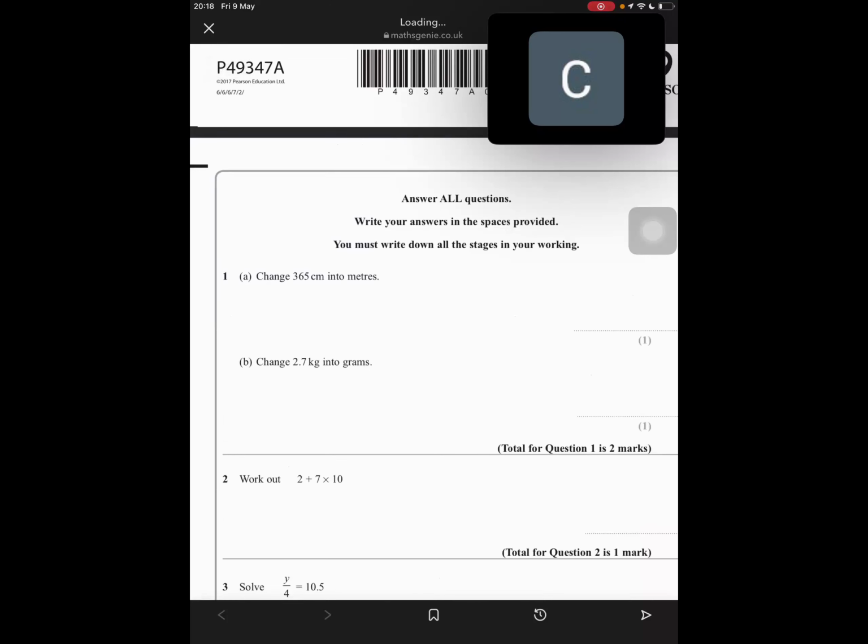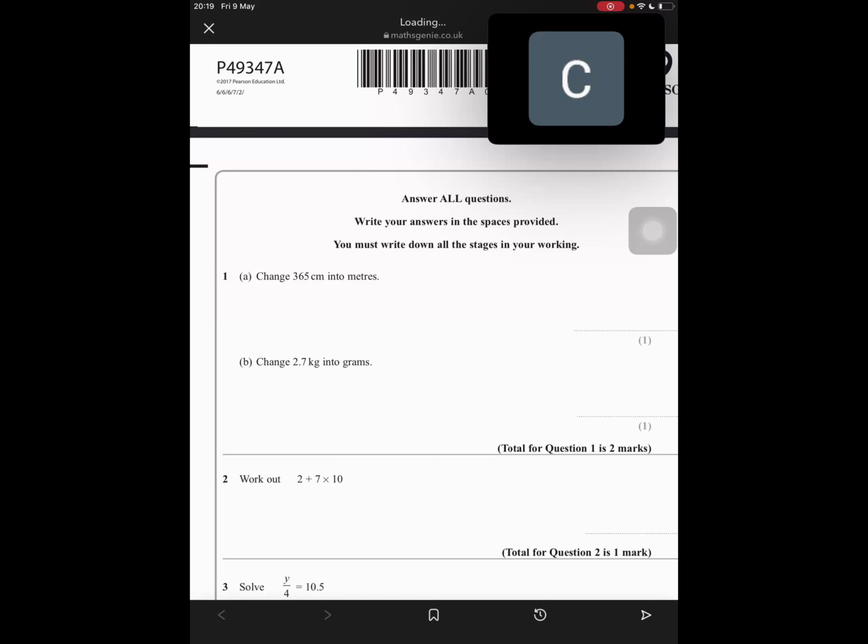Is that plus or divided by? I believe that's a plus. Okay, do you know BODMAS or PEMDAS? Which one do you know? Do you know the acronym I'm talking about? Yes, BODMAS, yes. So your hierarchy of operations, which one do you think will happen first? 7 times 10. Yes, correct. 7 times 10 will happen first. So that will be 70. 2 plus 70 will give me 72.